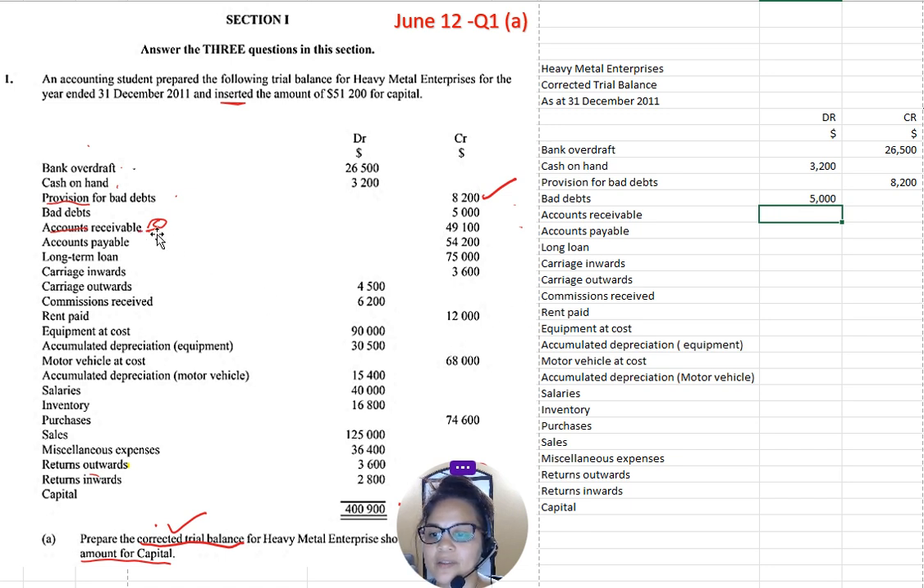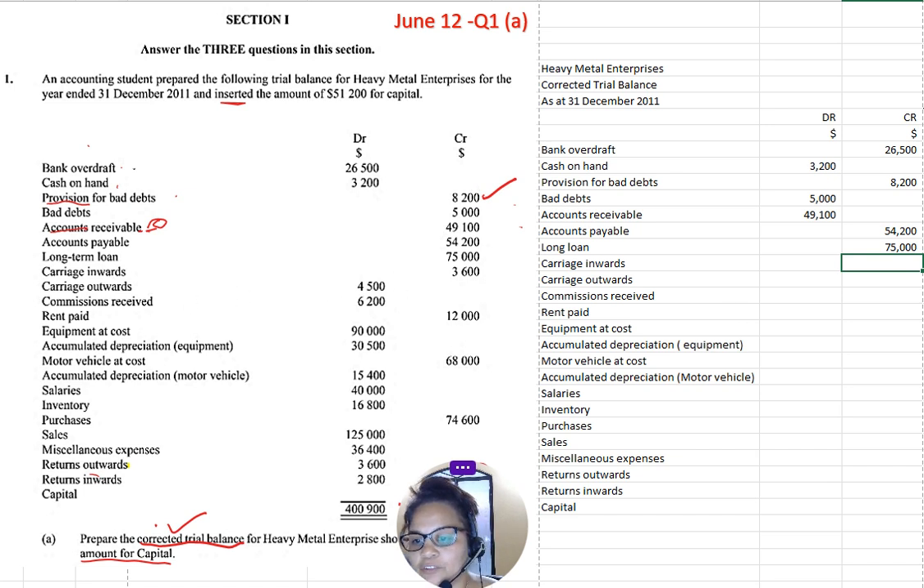Accounts receivable, as discussed, that is an asset. An asset should be on your debit side. Accounts payable is a liability, and that should be on your credit side. Long-term loans, that is 75,000. Liability, credit side.